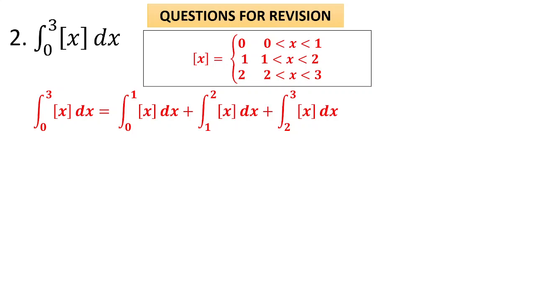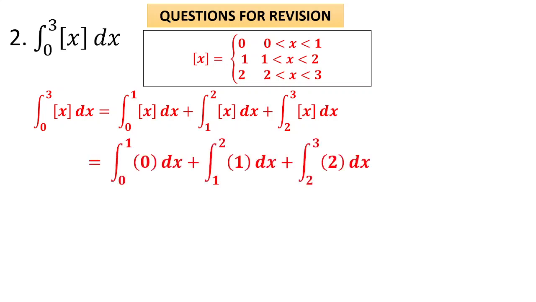Suppose it is 0 to 4 given, then again you will have one more, that's 3 to 4. Well, now what is the value of this greatest integer function at the first integral, that is 0 to 1? It is 0. For the second integral, 1 to 2, it is 1. For the third integral it is 2.